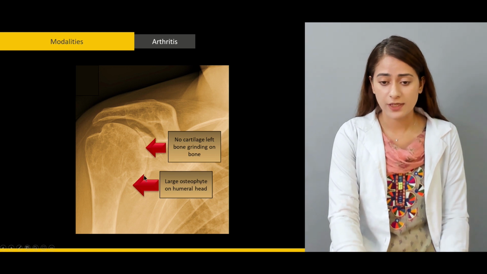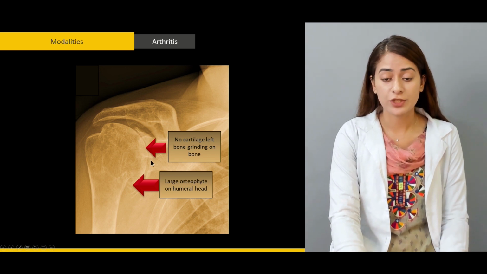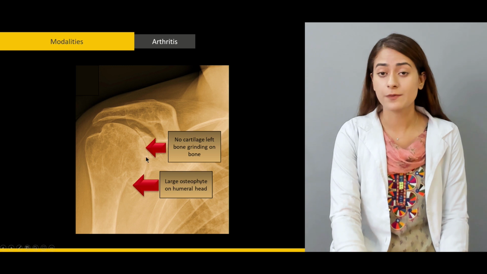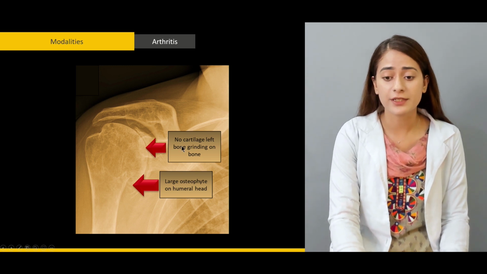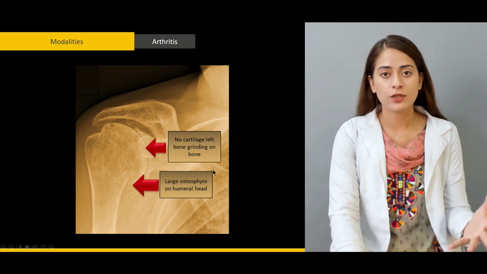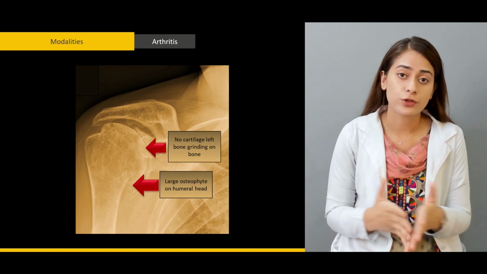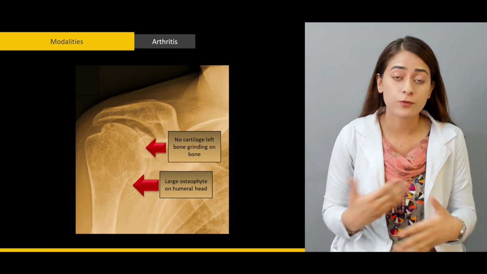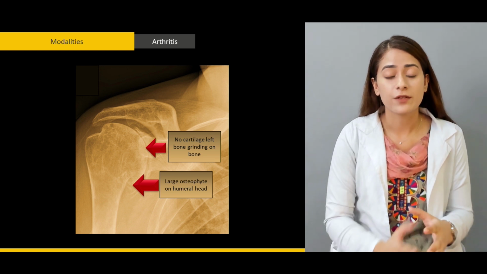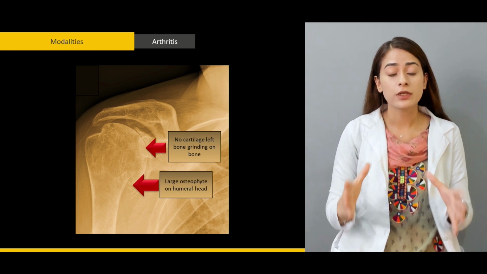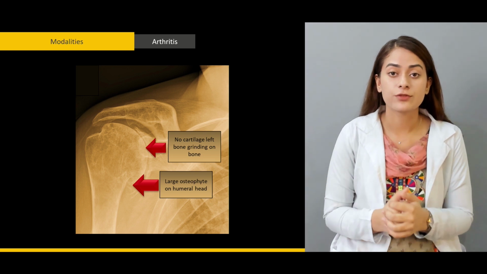So obviously the reduction of the joint space is visible here. No cartilage left, bone grinding on bone. So that is friction. Basically, friction is never good for the joint. It will further damage the joint. If there is cartilage, the entire friction is reduced.